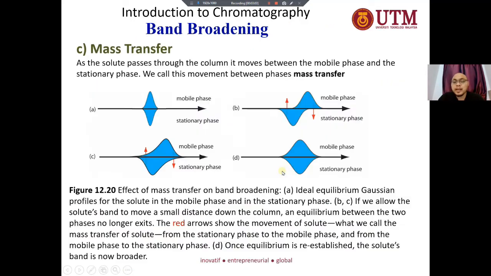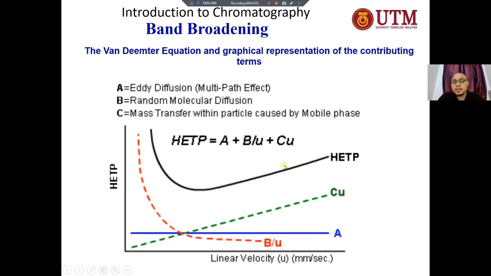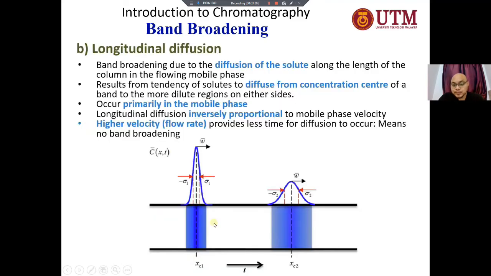But we need to keep in mind that if we use a low velocity of the flow rate, it will cause the effect of random molecular diffusion to become much higher. So we need to find the optimum flow rate.